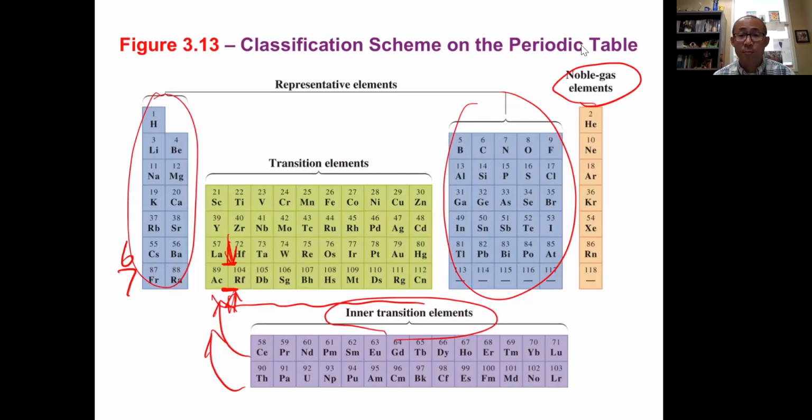These groups are called representative group elements, noble gases, transition elements, and inner transition elements, which are inserted in periods 6 and 7 for inner transition. In this class, we study mostly representative elements and noble gases. That's our focus for this class.